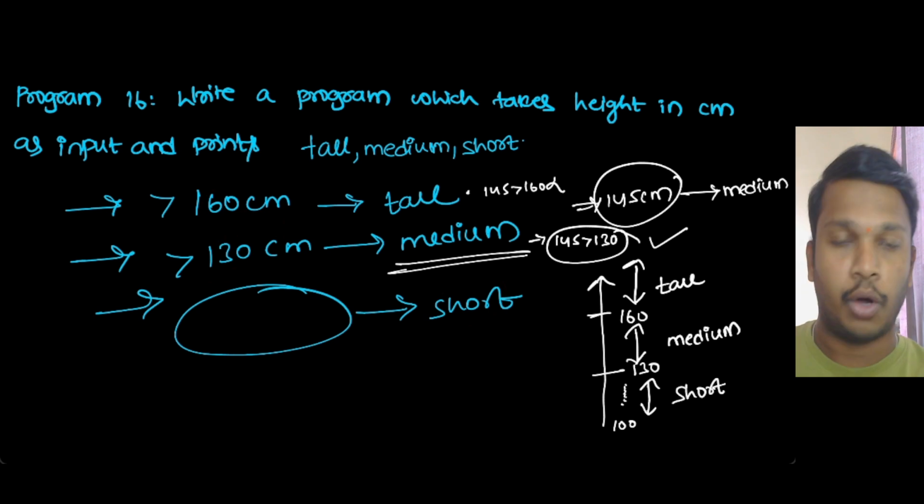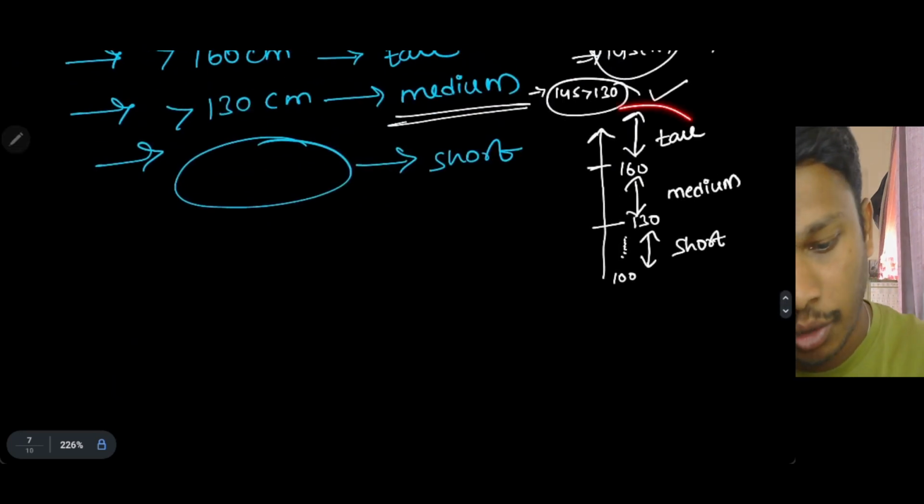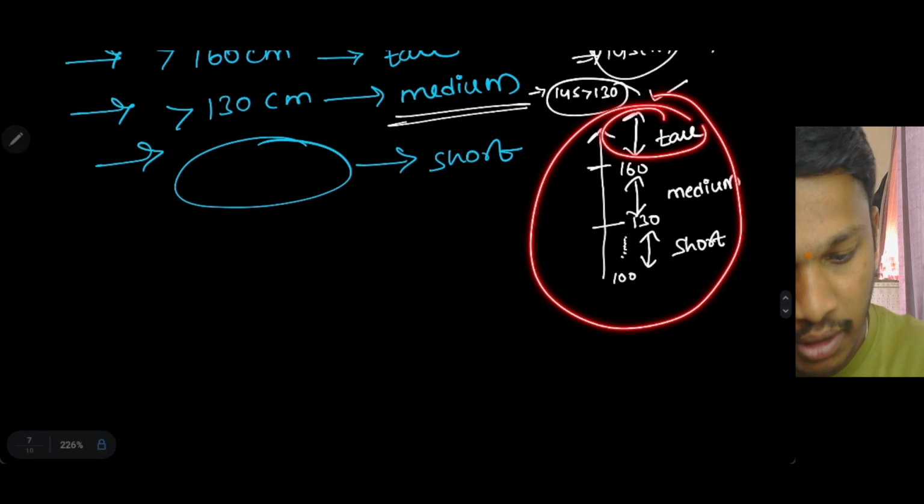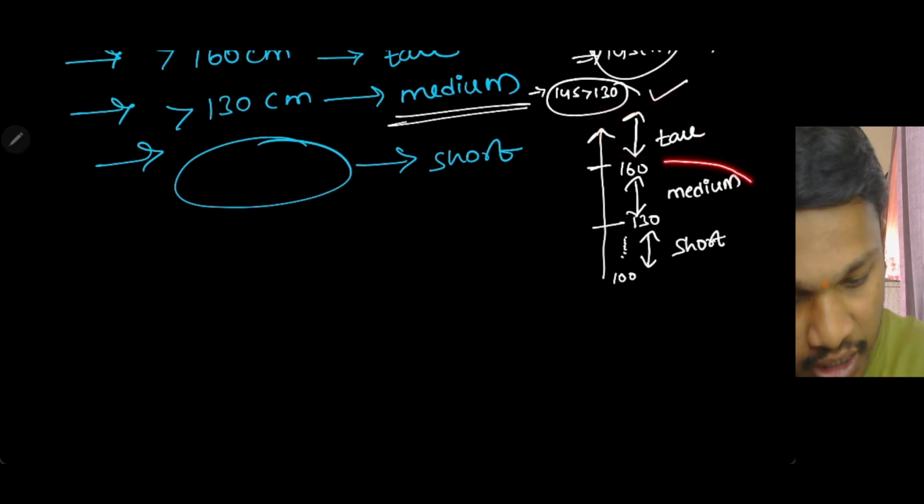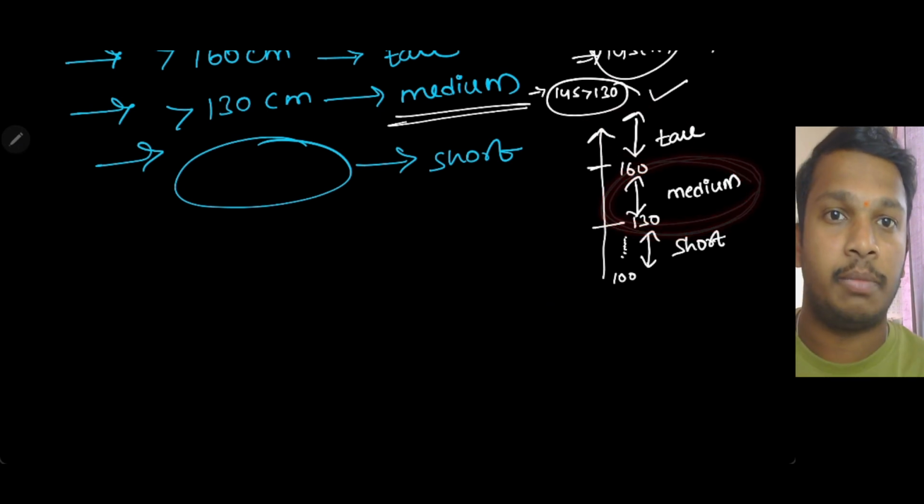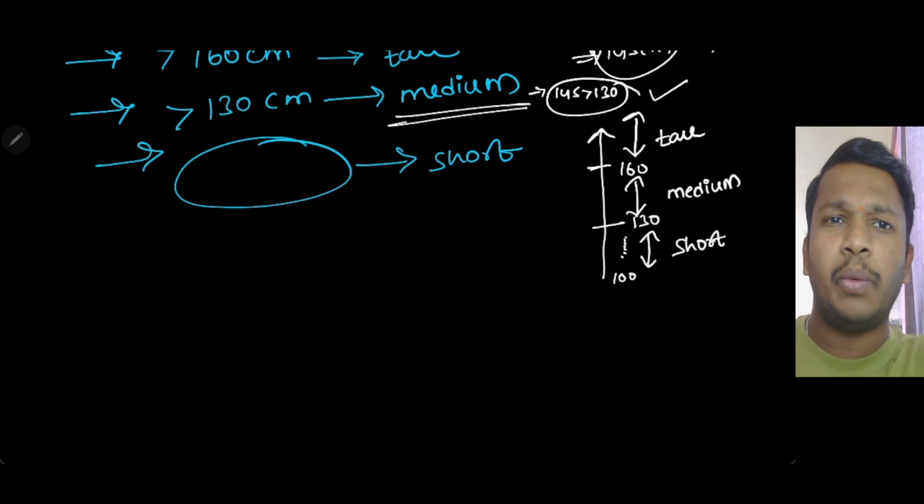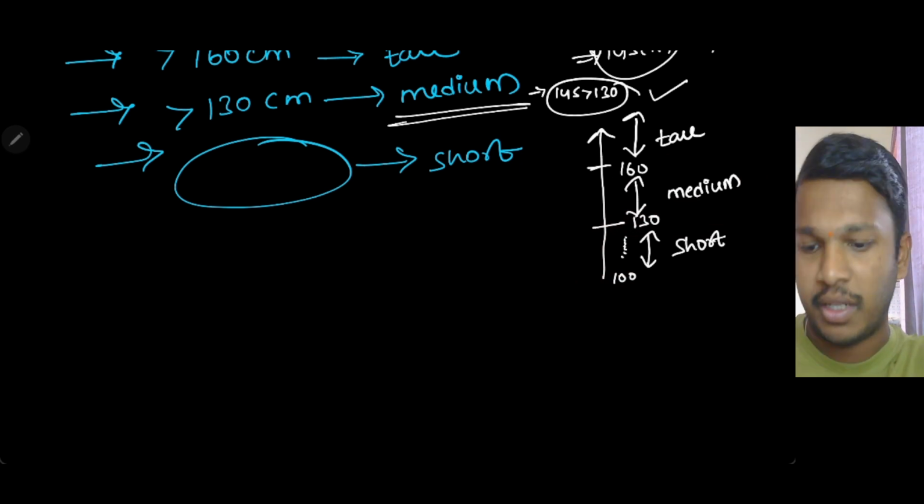Now how to divide this. First, observe these three conditions. If height is greater than 160, tall. If it is greater than 130 and less than 160, this part is known as medium. Else it is directly short. We only have three cases. That's it, this program is simple.